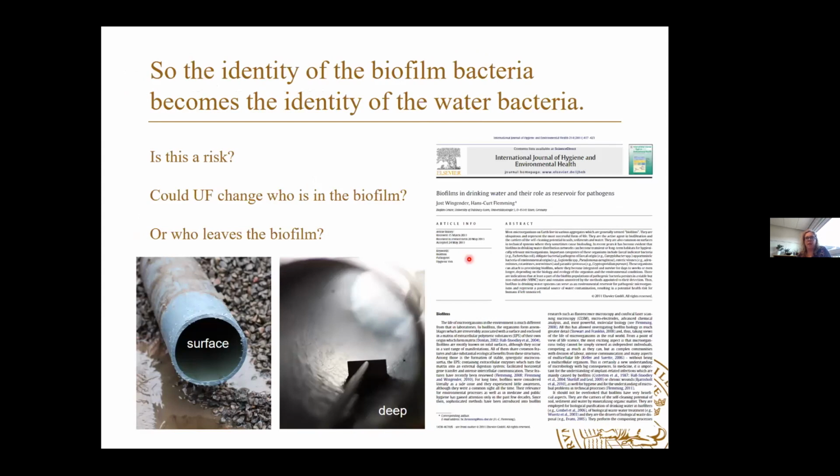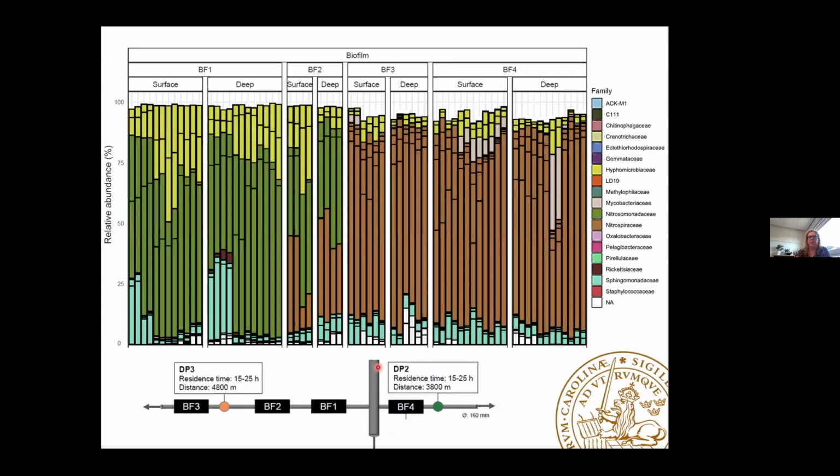And this is largely based on the idea that biofilms can be reservoirs for pathogens, such as Legionella and Pseudomonas. So we see the surface here, and we see the deep biofilm. So this is the comparison of the 16S amplicons.